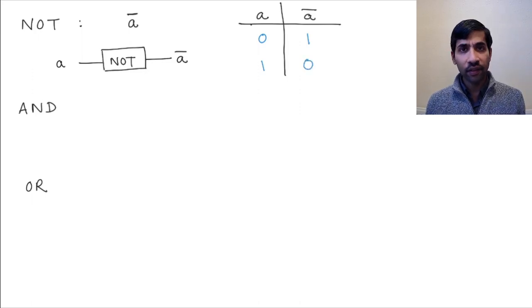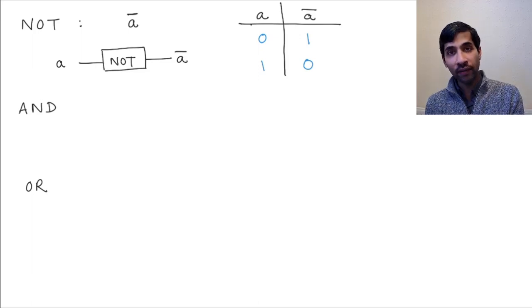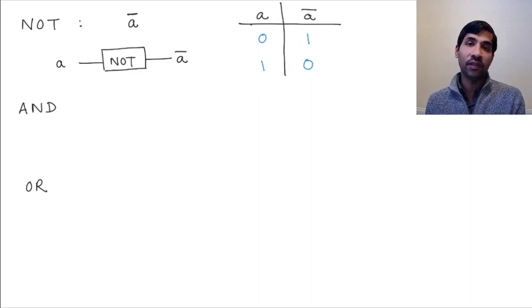Does that make sense? It's a fairly straightforward system. If a binary number is coming, you get the opposite binary number because there are only two binary numbers. So if the binary number is 0, it becomes 1. If it is 1, it becomes 0. So that's what the not operation does.